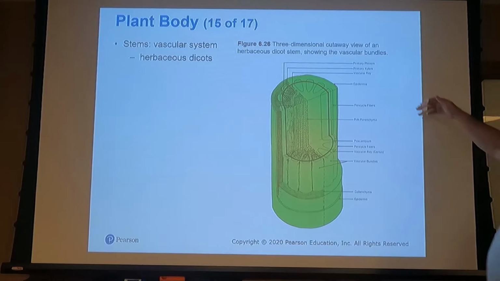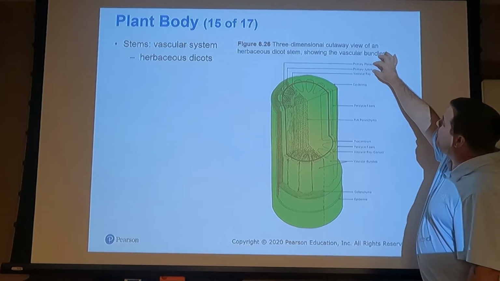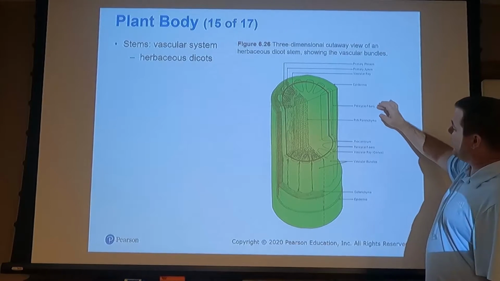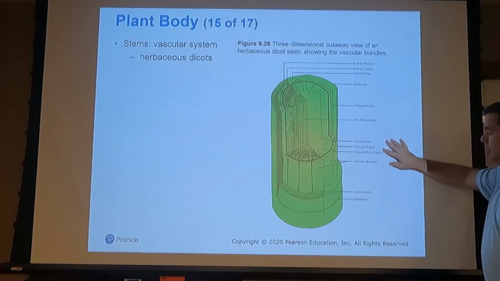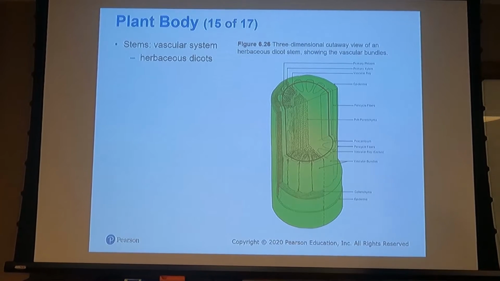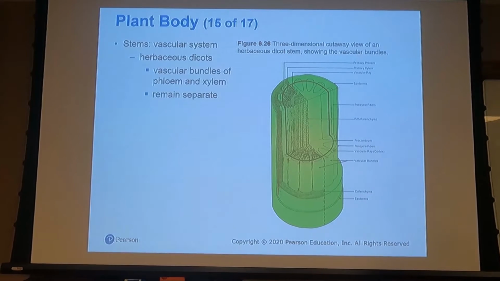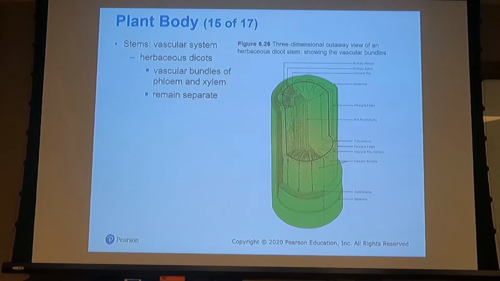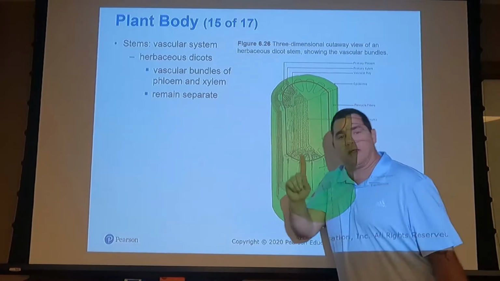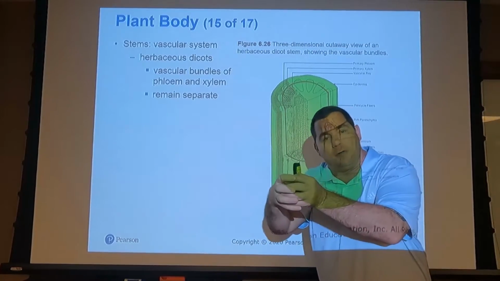Again, another look. Here we have our primary phloem and our primary xylem. We start to have some pericycle fibers. We have the cortex, parenchyma, and epidermis. So in herbaceous dicots, we have vascular bundles. If you look at this very closely, you can see that it's not just like one tube. It is a bundle of tubes.